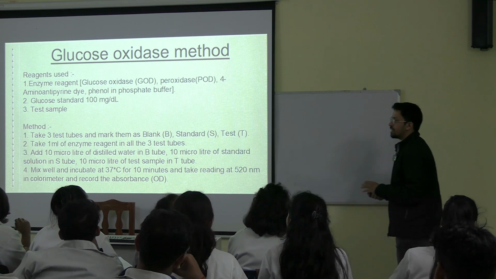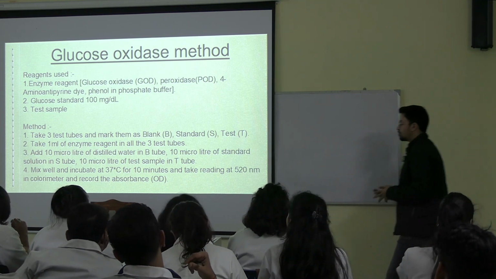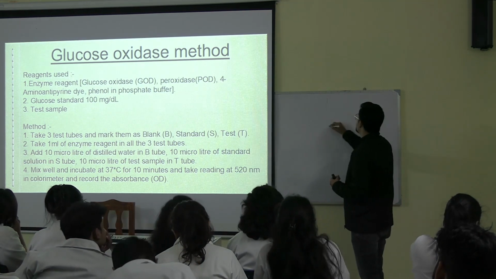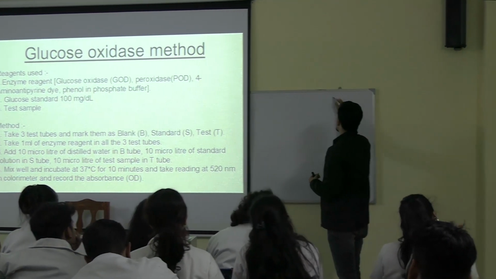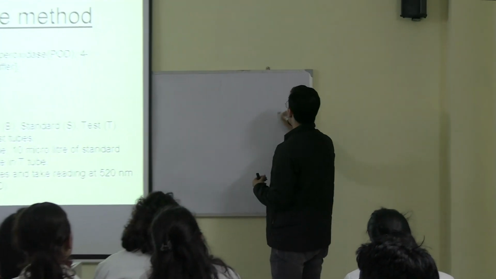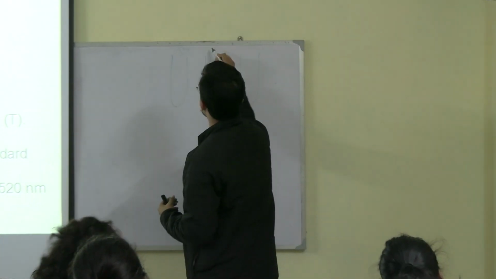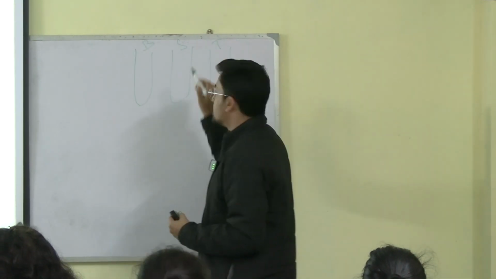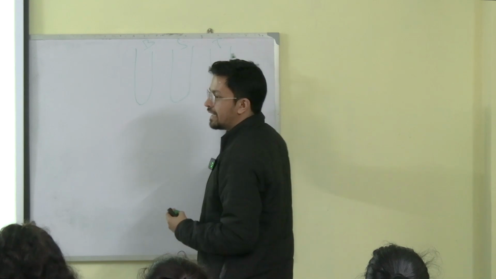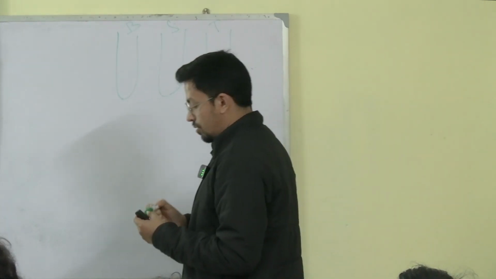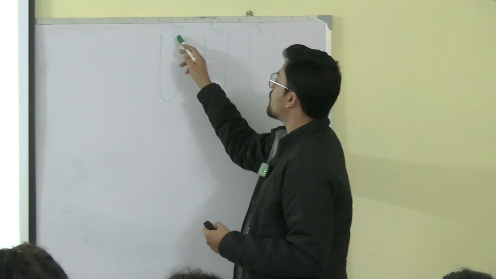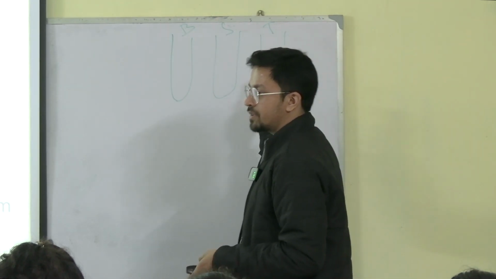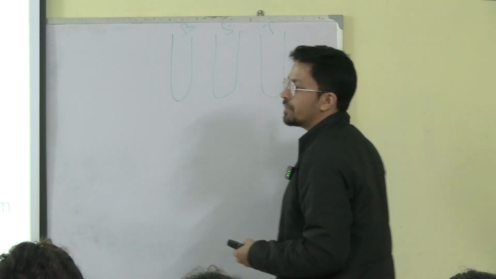Glucose standard sample is given. You know the concentration, and the test sample you don't know the concentration. Now what to do in the test? First of all, we will take 3 test tubes. See here, these are the 3 test tubes. One is marked B, another S, another T. B means blank, S means standard, and T means test. So blank will be some control, standard we already know, and test is the sample that we will be using to estimate the concentration.